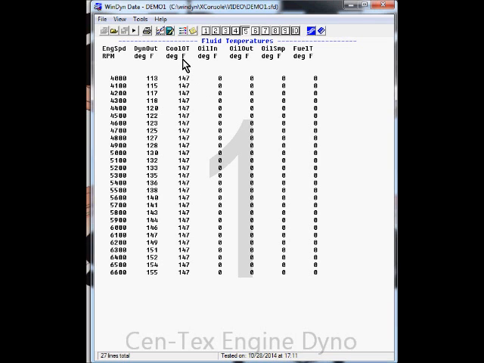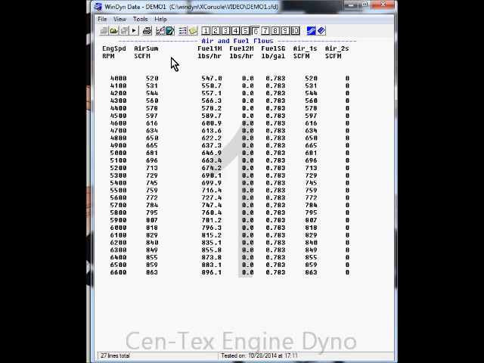Coolant output, this is the water output temperature of this engine during the pull. Oil in, oil out is used for in and out of an oil cooler, which wasn't used. Oil sump temperature, again, that temperature probe wasn't used. Fuel temperature wasn't used on this one. It's now been added to be used on every engine.